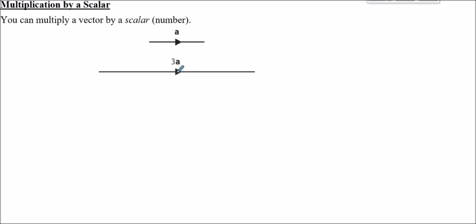So multiplying by a scalar does not change the direction, it just changes the magnitude. So 3a, the direction is kept the same because 3 is positive, but the magnitude of a is multiplied by 3. What if we multiplied by a fraction? What if we went from a to half of a? Half of a would be half the size, so it only becomes half as long.